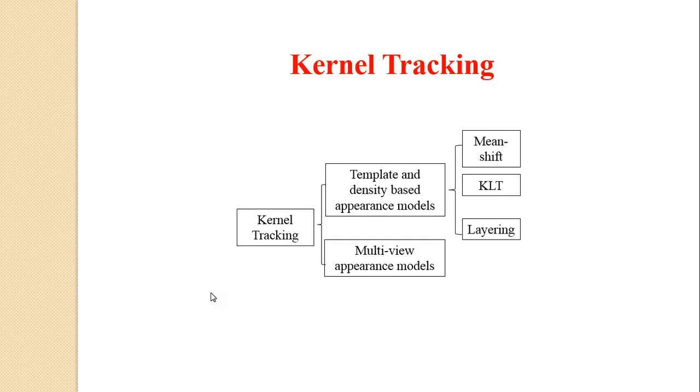About kernel tracking, it has two different models. One is called the template and density-based appearance model, and the other is called the multi-view appearance model. Note that the template-based and density-based appearance model has three different algorithms. One is mean shift, which is the focus of this project, and the other two are KLT and layering. I will talk more about it in the future.